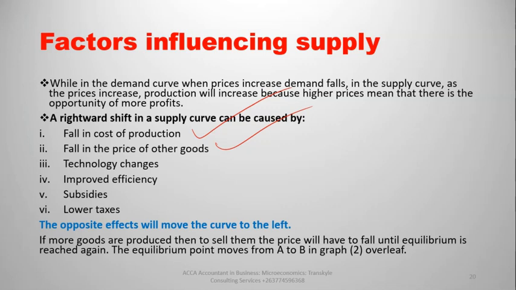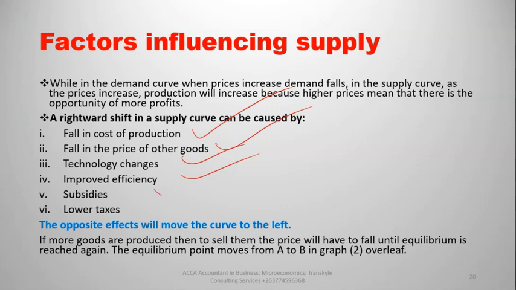Technology changes. Some technology might actually enable the production of goods to become cheaper, so this might also motivate suppliers to produce more. Improved efficiency. Improved efficiency is also a plus, because we are doing the production process as quickly as possible and in a cheaper way, so that also leads to increased production or supply of goods.